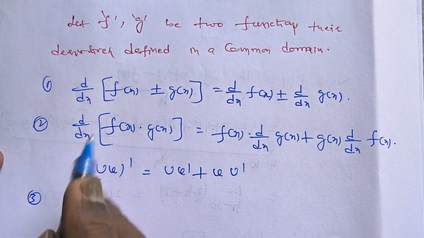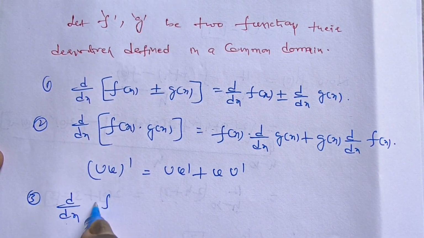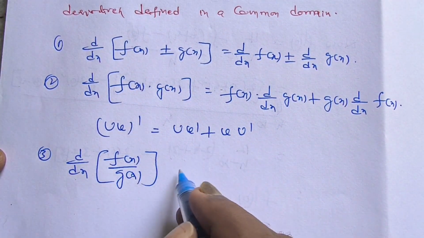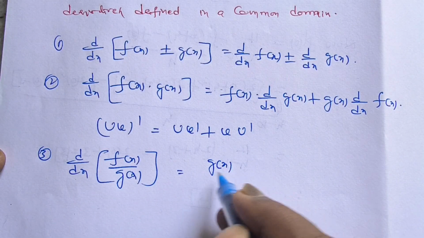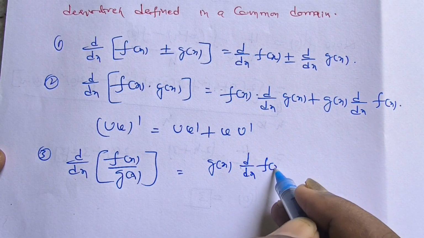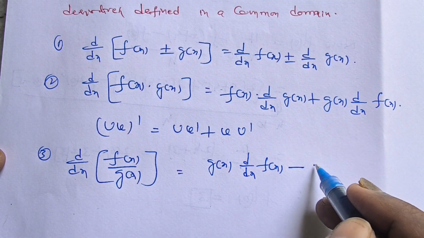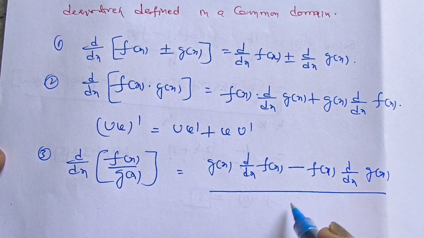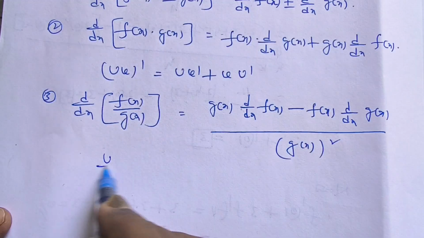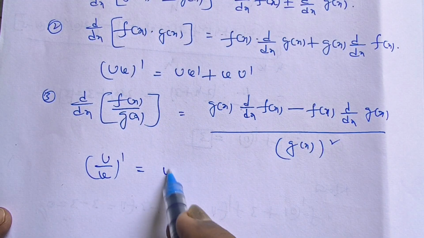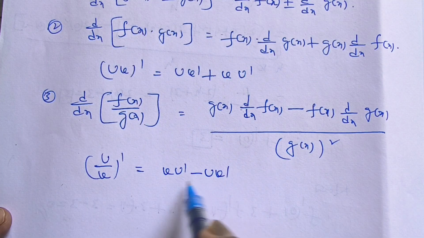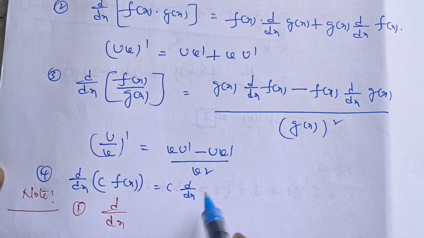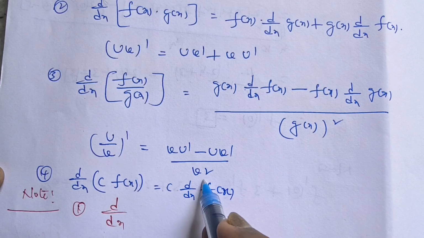And the third one is the quotient rule. D by dx of f of x by g of x is equal to denominator g of x into derivative of numerator d by dx of f of x, minus numerator into derivative of denominator, by denominator whole square, that is g of x whole square. This is the quotient rule. This formula can also be written in UV form as u by v whole dash is equal to vu dash minus uv dash by v square. The fourth one is the constant multiple rule. D by dx of c into f of x is equal to c d by dx of f of x. Here c is a constant.